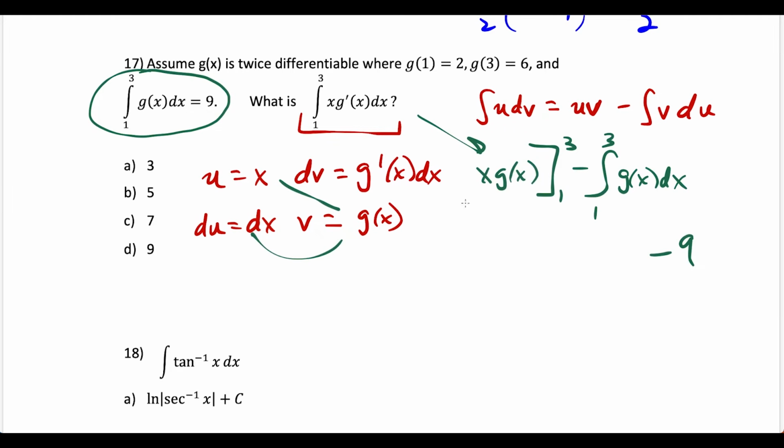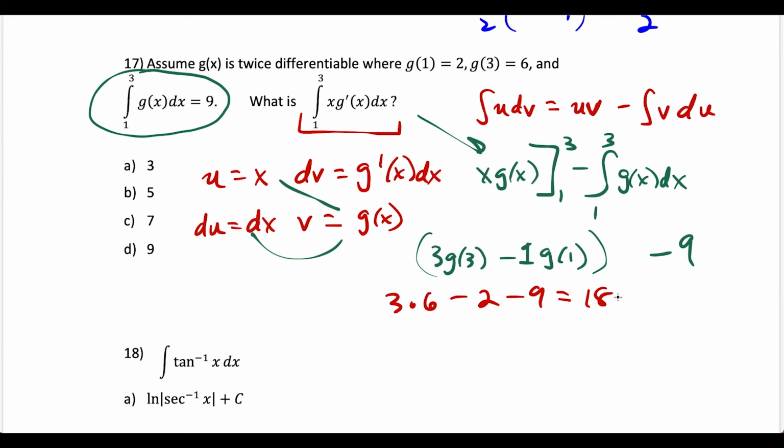But now we're going to plug in 3. We have 3 times g of 3 minus, and I'll just put this part in parentheses here, we have x equals 1 times g of 1. And now the rest is using the given information here. So we have 3 times g of 3 is equal to 6. Minus 1 times g of 1 is 2. Minus 9. And this is going to give us 18 minus 2 minus 9. And 18 minus 11 is equal to 7. This matches up with choice C.